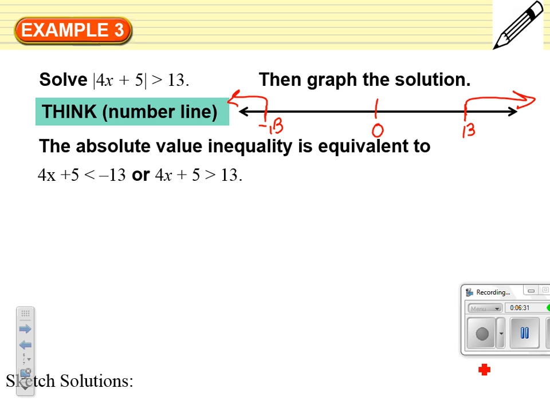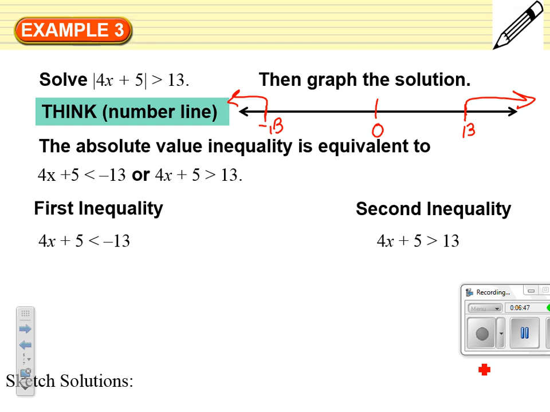So what I would do is then I would say because it's an or, I would make my two inequalities. First is 4x plus 5 is less than negative 13, or 4x plus 5 is greater than 13. So I set my expressions equal to those two possibilities, and then I'm going to solve each one of those inequalities. So I'm going to add 5 to this side and to the right. 4x is less than negative 8. Divide by 4. X is less than negative 2.